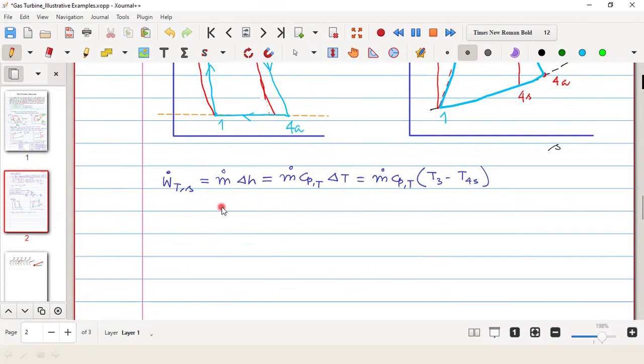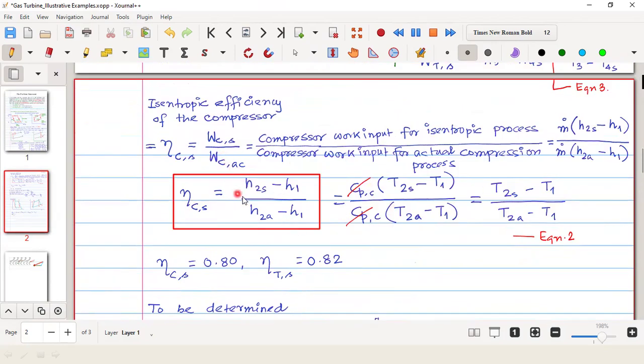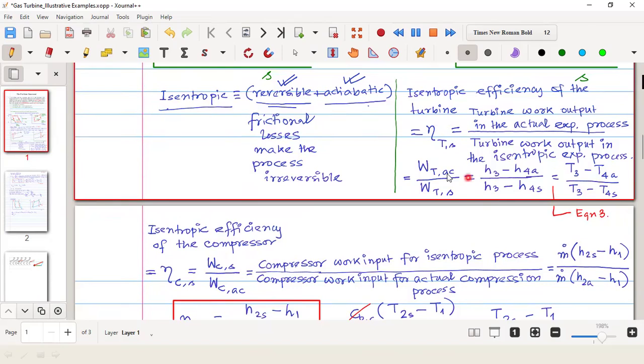This is theoretical. Again, for the actual one, what is that? WT actual, that is this one. WT actual is equal to efficiency multiplied by theoretical work.